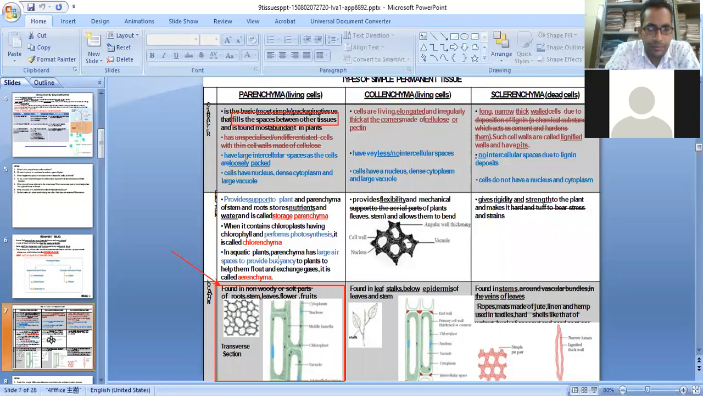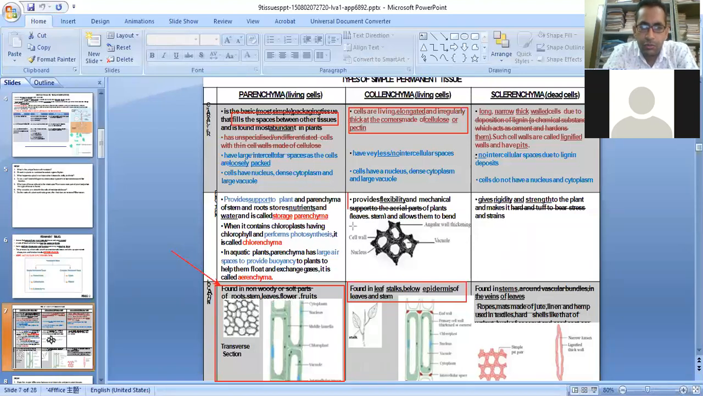Let us move to collenchyma, and it is found in the epidermis. Epidermis is the outer part of the stem, along with the xylem and the phloem. These are living, unelongated, and irregularly thick, and are made of cellulose or pectin. Pectin is a substance which takes part in the food formation of a plant. Has very few intercellular spaces, with nucleus, cytoplasm and a large vacuole.